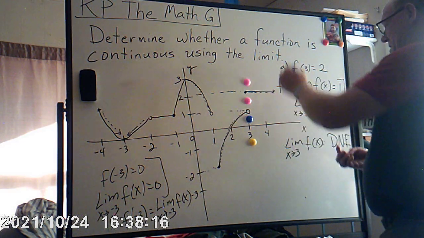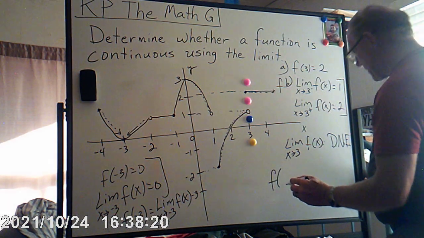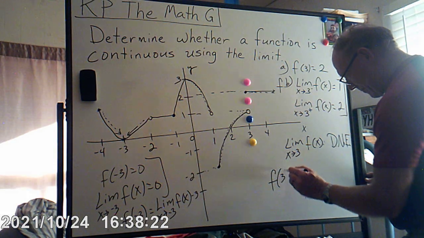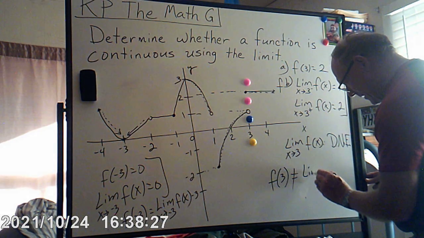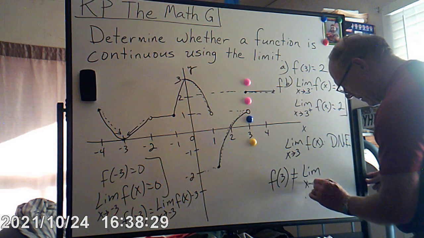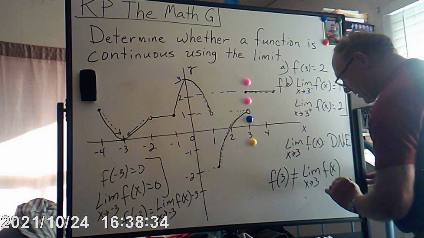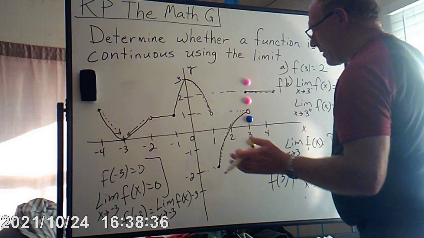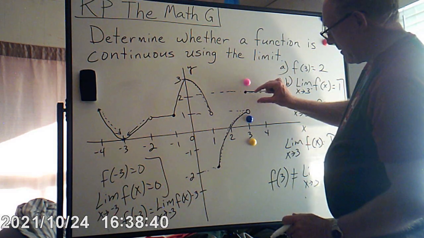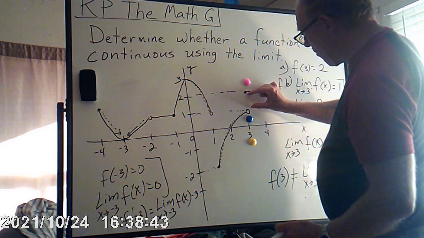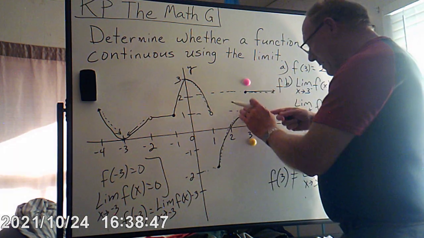Therefore, obviously f at 3 is not equal to the limit, since there is no limit here. And so we do not have continuity. And again, you can look right at the graph and see visually that there is an obvious 1 unit gap between the two. They're not together.